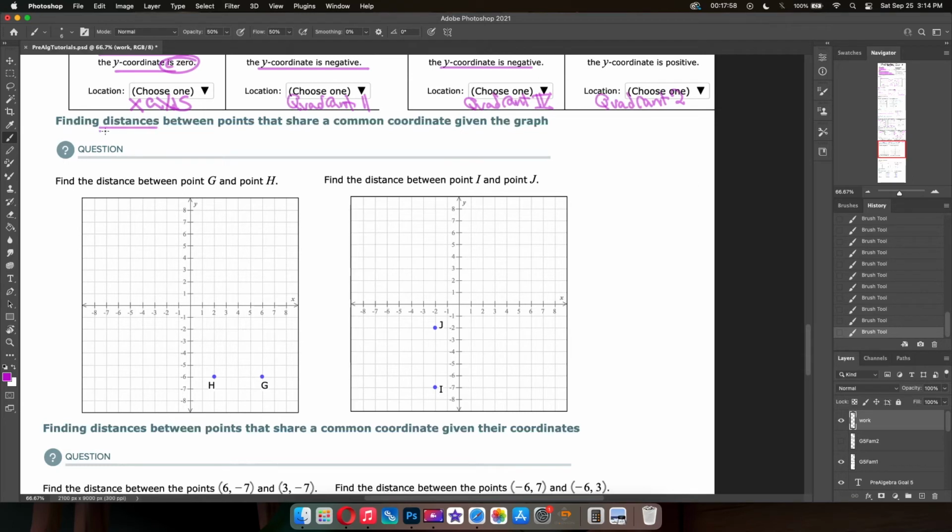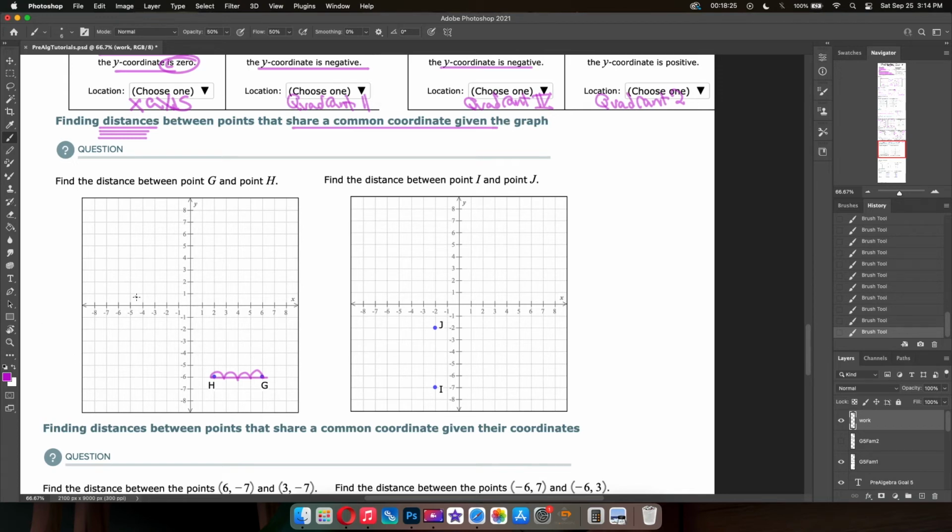Next, distance is going to be a huge thing in Algebra 1 and especially in Algebra 2, so it's a good thing that you're learning this in pre-algebra. The big thing for now, because you'll notice they share a common coordinate, is you don't have to do any fancy formula stuff. It's just a counting game. So if I'm looking at the space between H and G and I need to find the distance, how many boxes am I traveling? 1 box, 2 box, 3 box, 4.